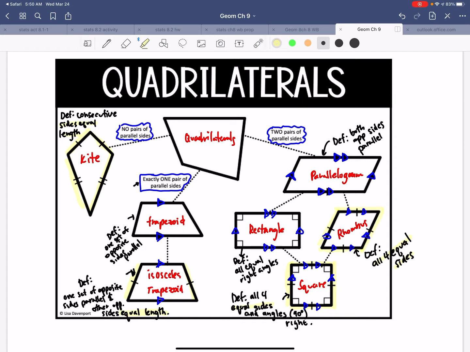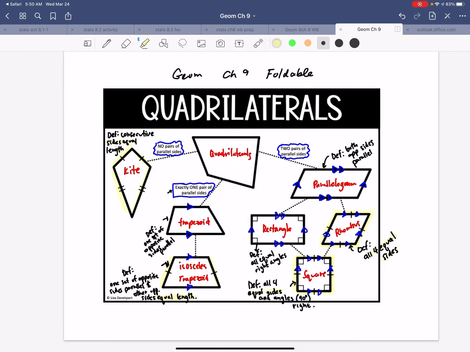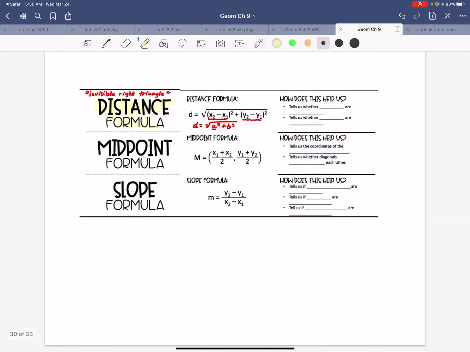So that's when I'm going to use distance: if I think I've drawn a rhombus, I'm going to need that distance formula or the invisible right triangle. And I'm really going to do that for all 4 of these shapes. Okay, so what's next? Well, my midpoint formula, I don't know when I'm going to use that. I think there might be a couple times. Yeah, something to do with our diagonals here.